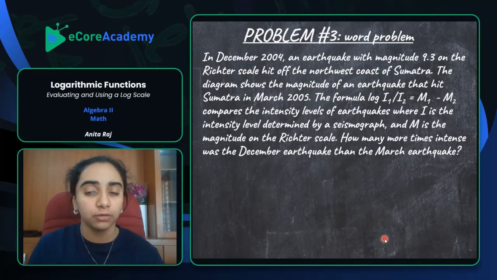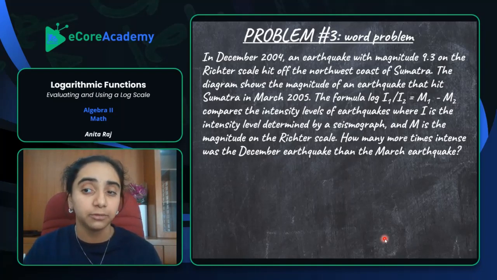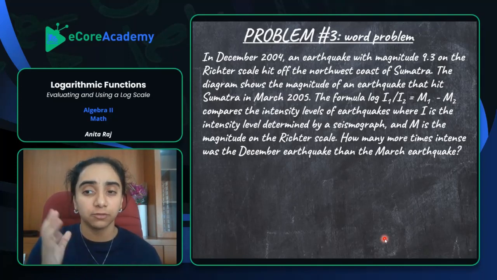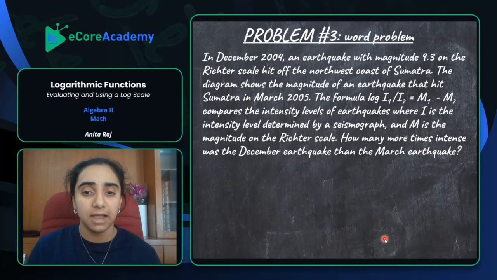Then we're told that the formula log I1 over I2 equals M1 minus M2, and this will pretty much compare the intensity levels of earthquakes. So if we take one earthquake and we're trying to compare how intense it was compared to another one, we can use this formula. And in this formula, the variable I is the intensity level determined by a seismograph, and then M is the magnitude on the Richter scale.